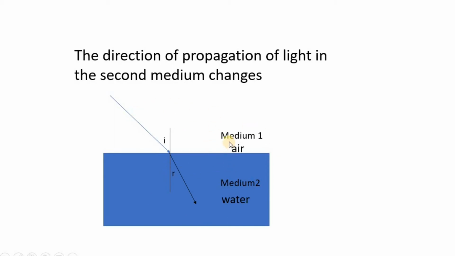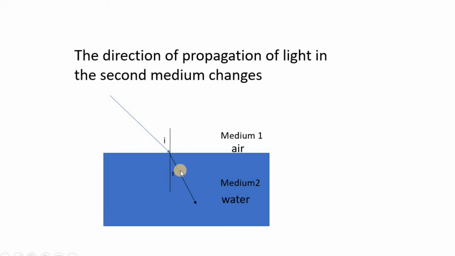We have medium 1 air and medium 2 water. The light incident on the surface of separation will deviate into the second medium, which is water. Here we have the angle of incidence i as the angle made between the incident ray and the normal, and the angle of refraction r is the angle made by the refracted ray and the normal.